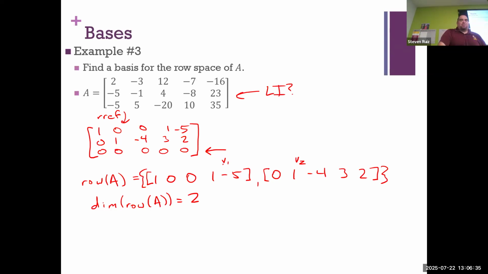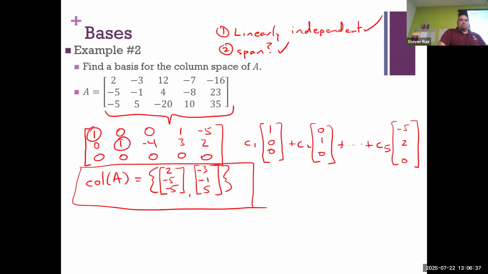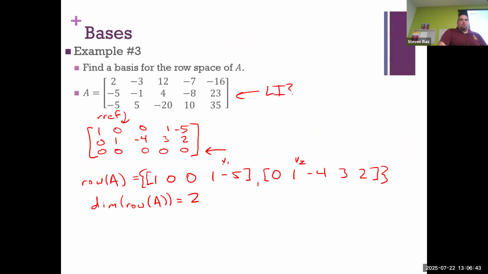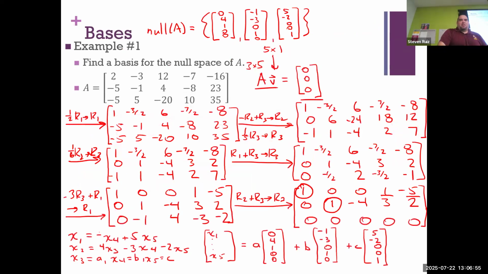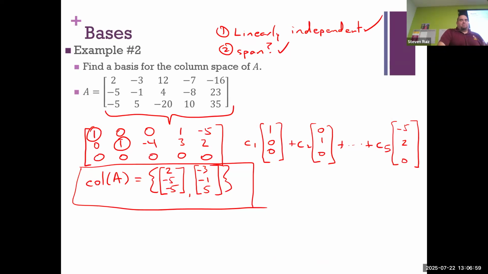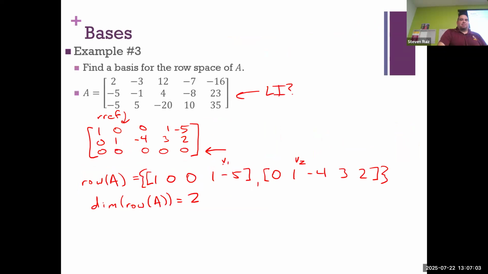I don't think I asked this question for the column space and the null space, but what's the dimension of the column space? 2. Those vectors are not the same order and not even the same number of entries as these vectors, but the dimension is just about the number of vectors, not what those vectors look like. And what's the dimension of our null space? 3. Okay, so that solidifies what the word dimension means in this context.